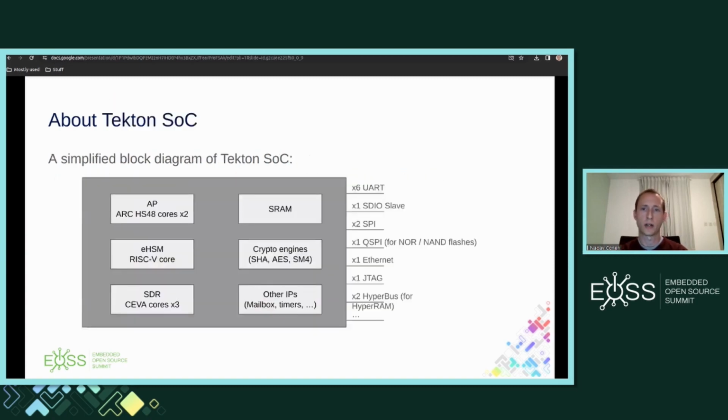A little bit more about our Gen 3 Tecton SoC. It contains a dual-core Synopsys ARC HS48 application processor, a RISC-V core for the embedded hardware security module, and 3 CEVA DSP cores for the SDR. It has several peripheral interfaces such as UART, SDIO, Ethernet, SPI, QSPI for NOR and NAND flashes, a JTAG interface for debugging, Hyperbus interface for HyperRAM, and more. Internally, it has several memories, several crypto engines, and some proprietary IPs such as mailboxes and hardware semaphores for inter-process communication, timers, firewalls, and more.